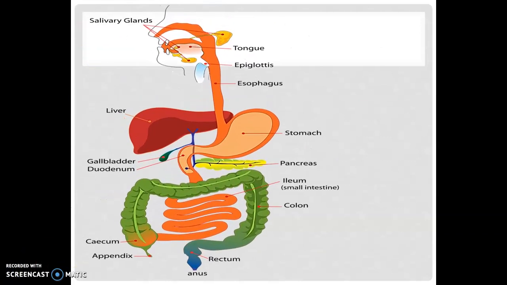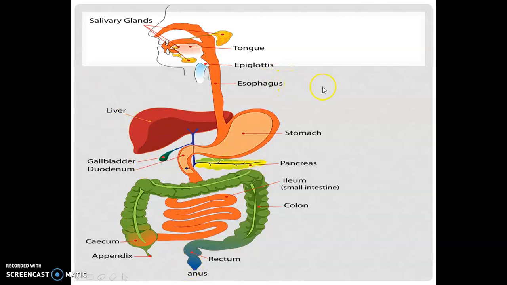So this is the overall structure of the digestive system, starting from the mouth all the way down until the anus. The mouth contains the salivary gland and the tongue, and then we have the esophagus, stomach, duodenum, small intestine, large intestine, rectum, and anus. We also have the liver, gallbladder, and the pancreas.